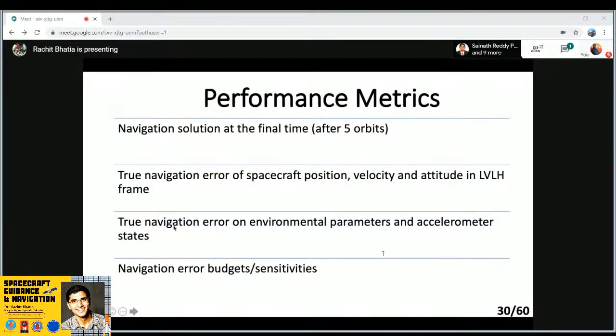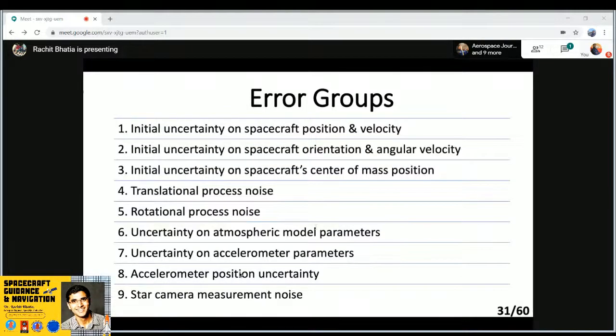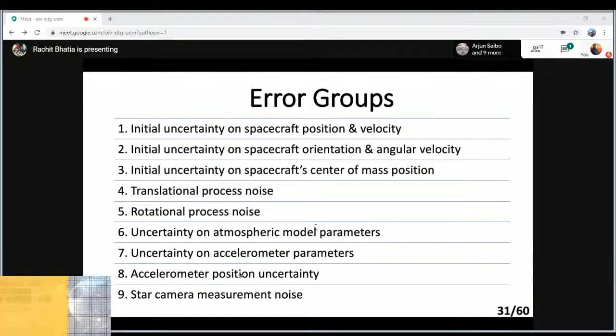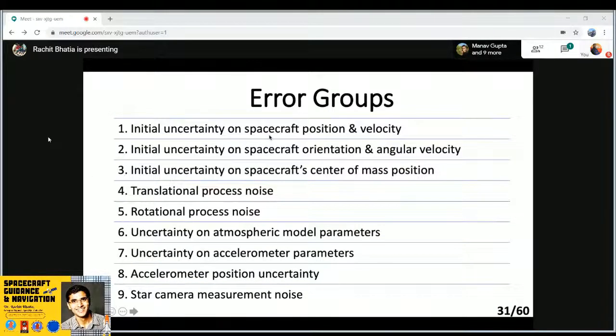We also had, if you remember, environmental parameters and accelerometer states. So we get the true navigation error on those as well. And finally, we get the navigation error budgets and sensitivities. I still need to talk about navigation error budgets and sensitivities. So here we go. What do I mean by navigation error budgets and sensitivities? I define the different error groups which can affect my system. One is initial uncertainty. When I start the system, how sure am I about the position and velocity, about the orientation and angular velocity of the spacecraft?